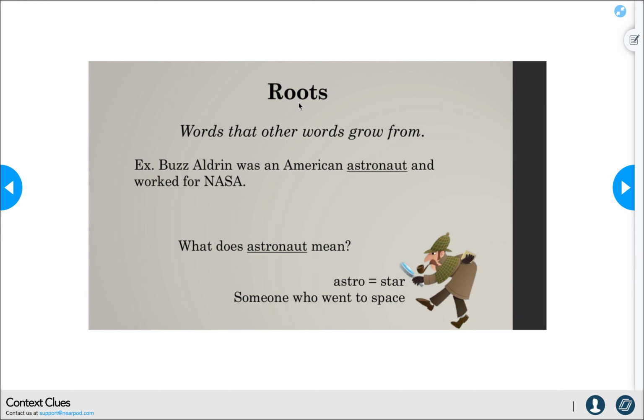So, roots, words that other words grow from. So, Buzz Aldrin was an American astronaut and worked for NASA. So, what does astronaut mean? We know that astro means star, so someone who went to space. He was up in the stars.